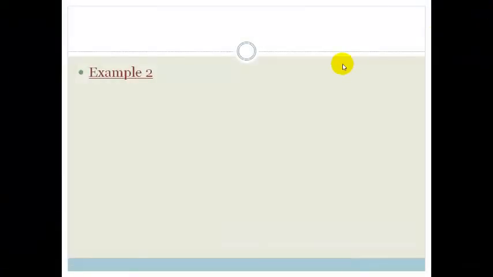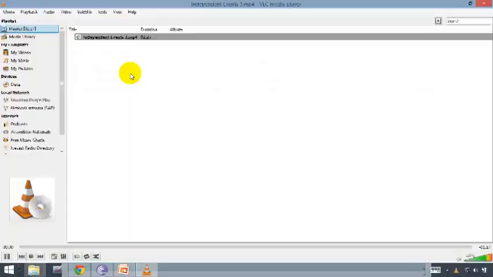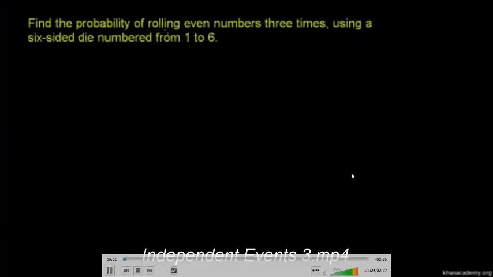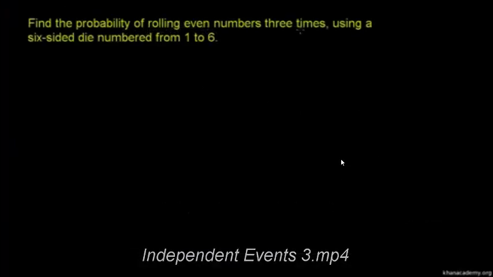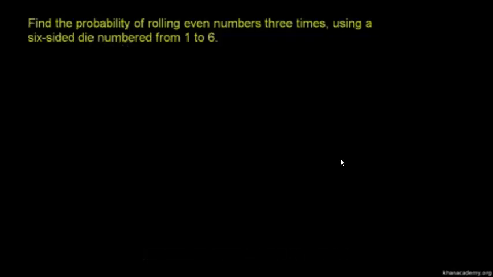That was an awesome example of how to use the fact that things are independent. Let's look at one final example. Find the probability of rolling even numbers 3 times using a 6-sided die numbered from 1 to 6. So let's just figure out the probability of rolling an even number each time. So the probability of an even roll on a 6-sided die. Let's think about that probability.